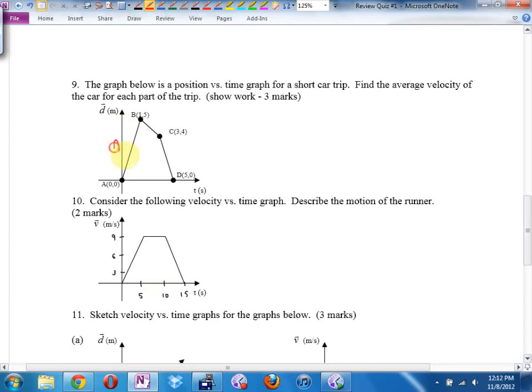I'll call this section A, B, and C just to be organized. So section A, it's a distance versus time graph. What is that section A telling you?